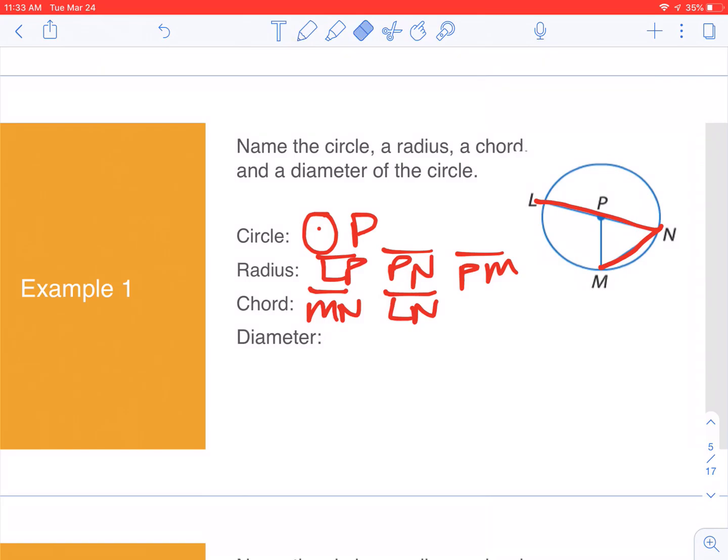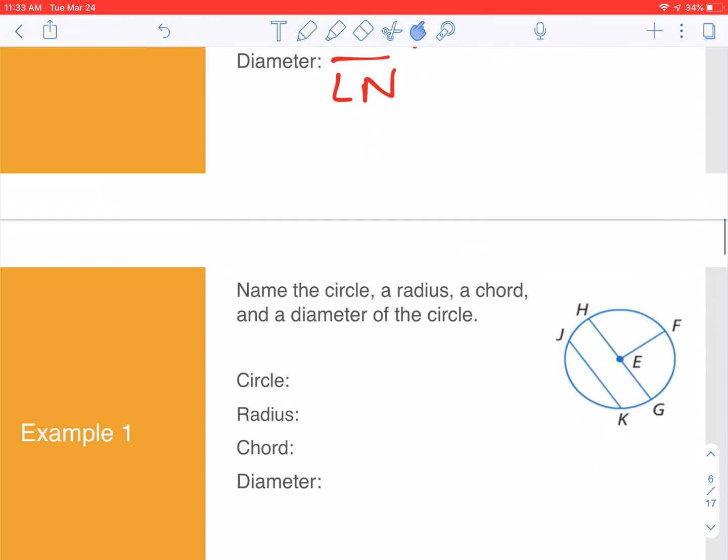Lastly, we have diameter. Our diameter here is LN. I left it colored in because it's a chord that goes through the center, it goes through P. It's made up of two radii, right? It's made up of LP and PN. All right, let's do one more picture.